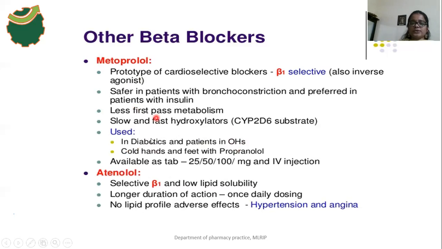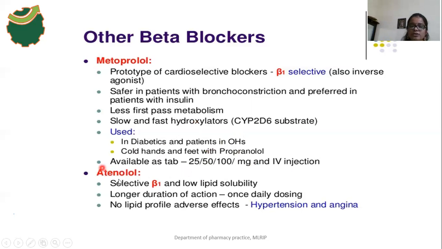This drug is used in the treatment of diabetes, in persons who are taking OHS. Normally, beta 2 blockers should be avoided in diabetes patients, but beta 1 selective drugs are used in diabetes patients. Metoprolol also blocks the propranolol induced cold hands and feet. The available dosage forms of metoprolol are 25, 50 or 100 mg, and the drug can be given by IV route also.